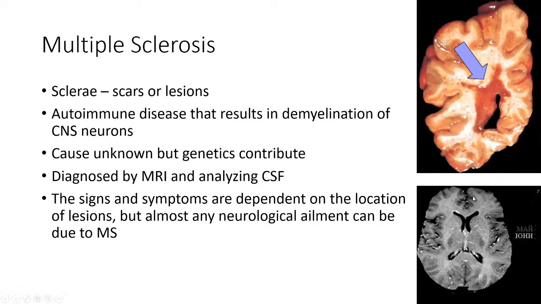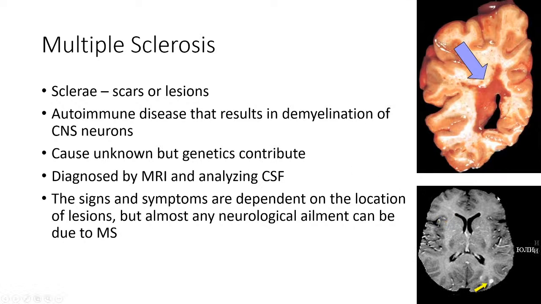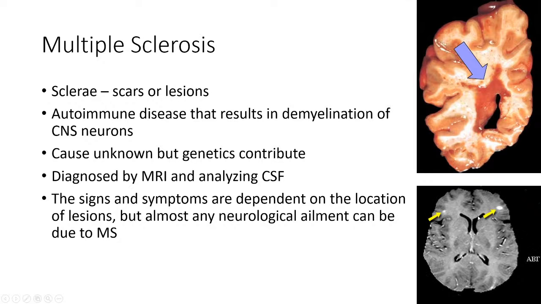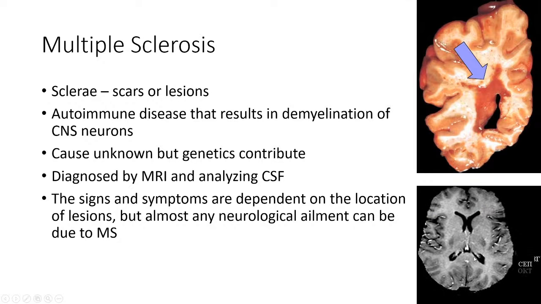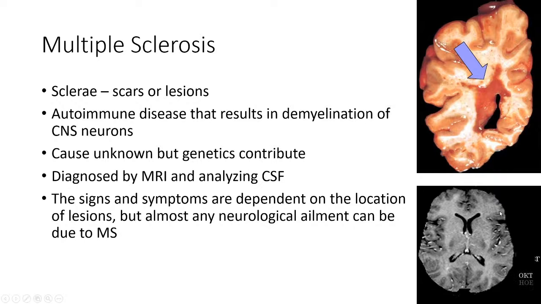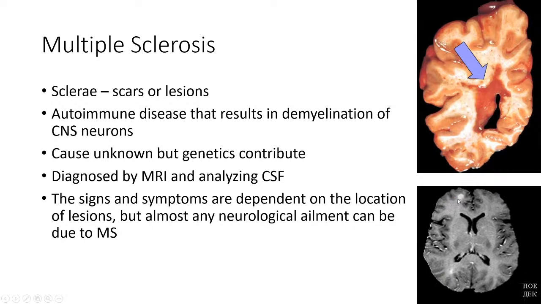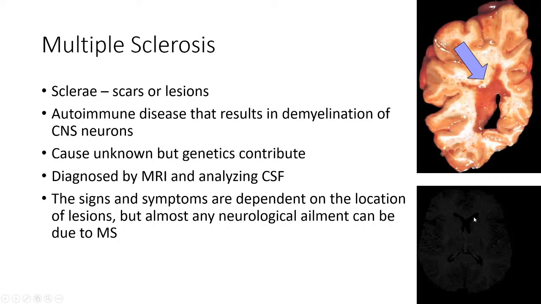At the bottom right, we have an MRI where we are taking slices or sections of the brain. Now this is with imaging, we're not actually cutting the brain, but you can see these hot spots appearing. Those are the sclerae, the scarring that we're referring to.